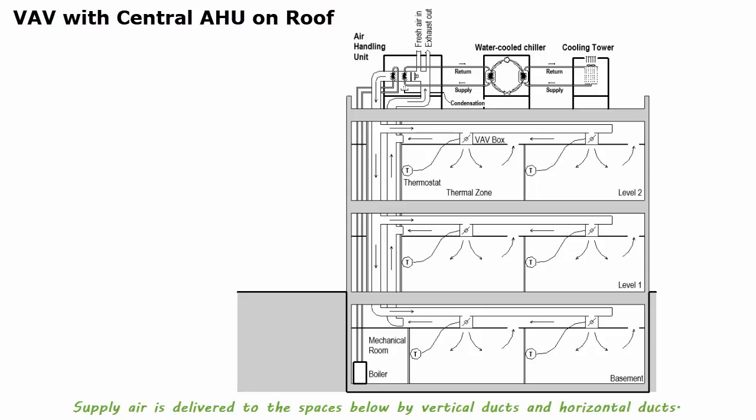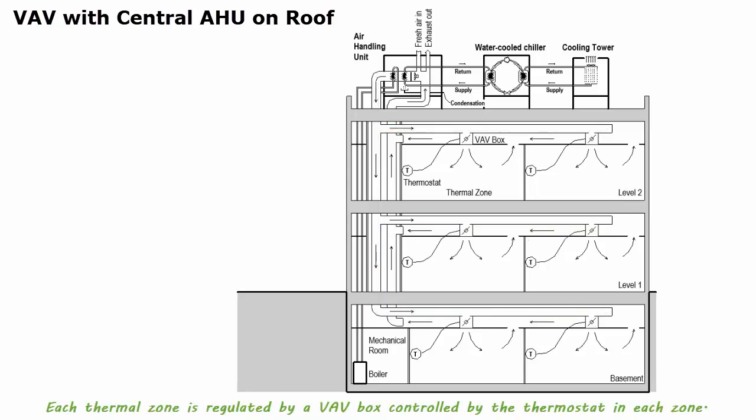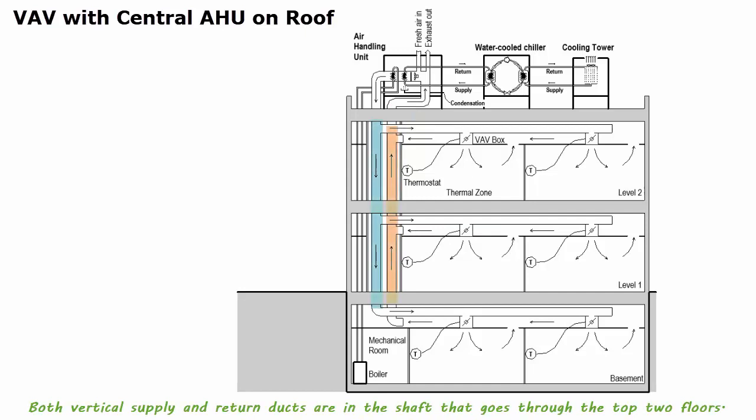Supply air is delivered to the spaces below by vertical ducts and horizontal ducts. Each thermal zone is regulated by a VAV box controlled by the thermostat in each zone. In this example, there is no reheat element in the VAV box. Stale air is returned to the air handling unit by ceiling plenum and vertical return ducts. Both vertical supply and return ducts are in the shaft that goes through the top 2 floors.